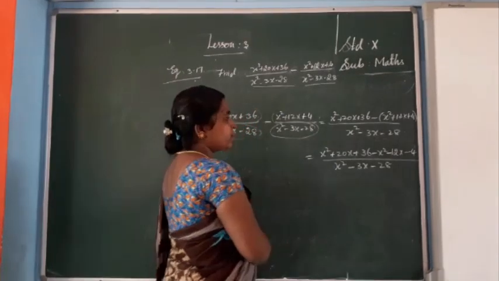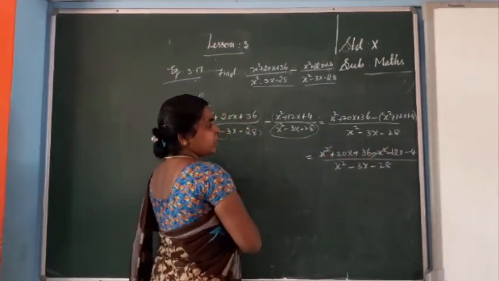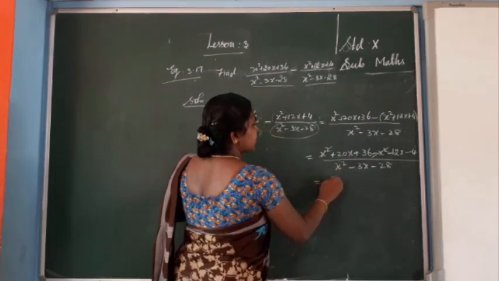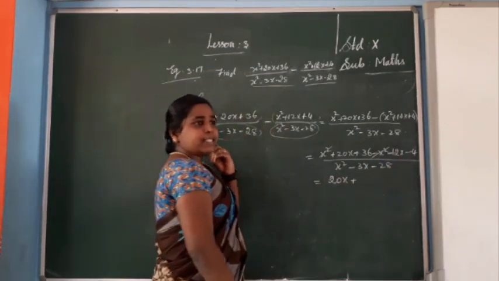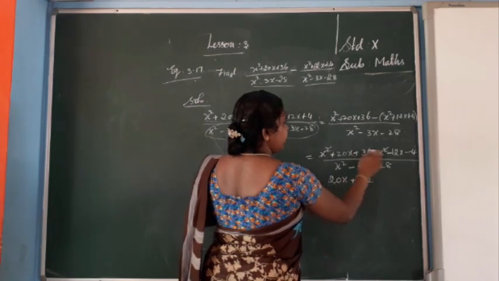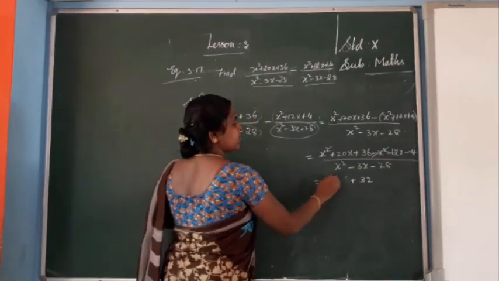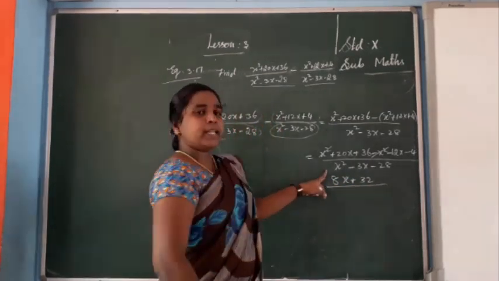Now x square minus x square cancel. Next, what remains? 20x minus 12x, so 20 minus 12 is 8x. Then 36 minus 4 is 32. So 8x plus 32 divided by the denominator.